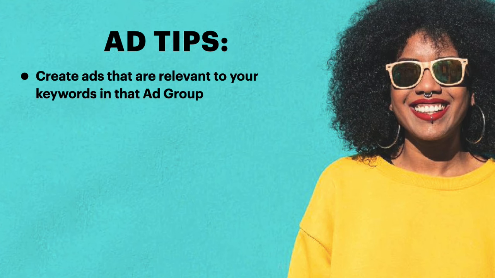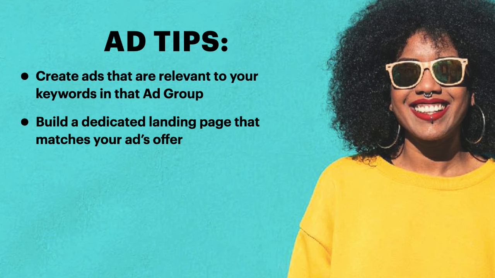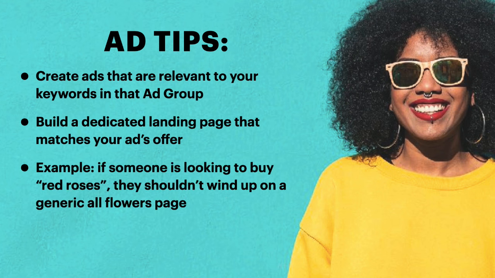Create ads that are relevant to your keywords in that specific ad group. Next is build a dedicated landing page or point your ad to a relevant page on your website that matches your ad offer. For example, if someone is looking to buy red roses and they see your ad for red roses, then they shouldn't wind up on a generic all flowers page.